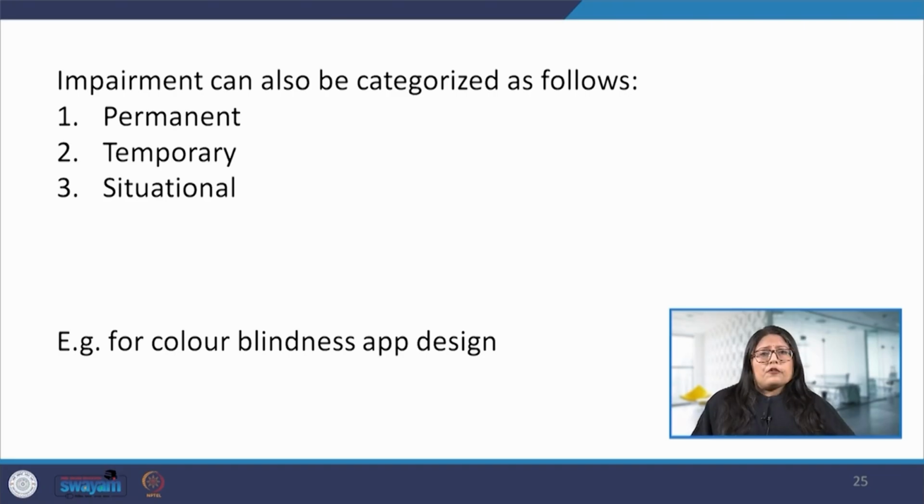Like for example, if I am trying to study but there is a wedding going on in the neighborhood and a loudspeaker is on, so it will interfere with my studying and that will cause an impairment to me because I will not be able to function the way I was planning to.